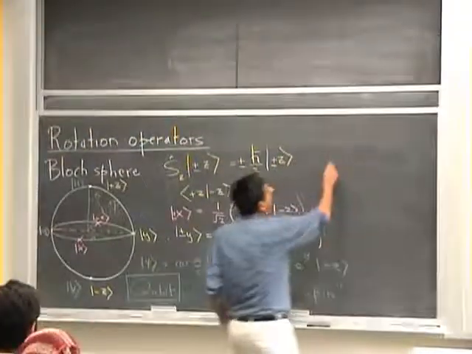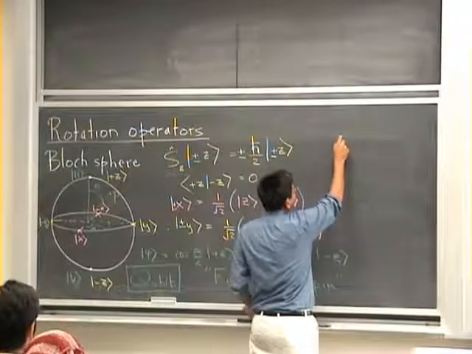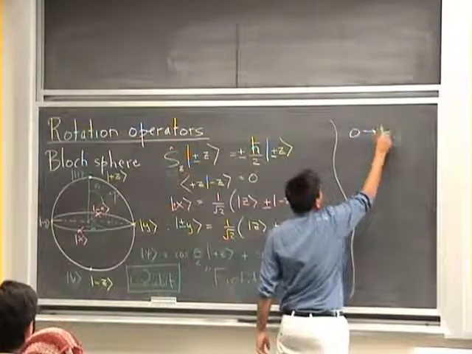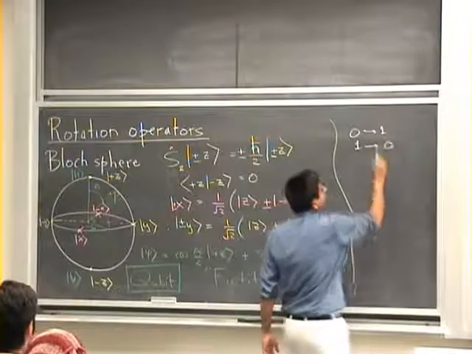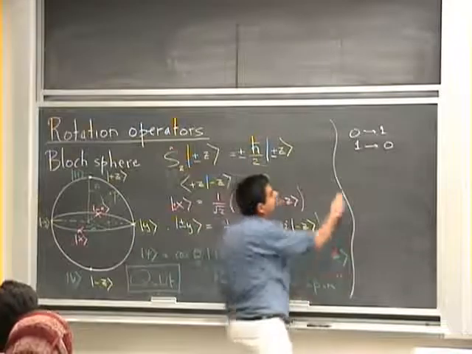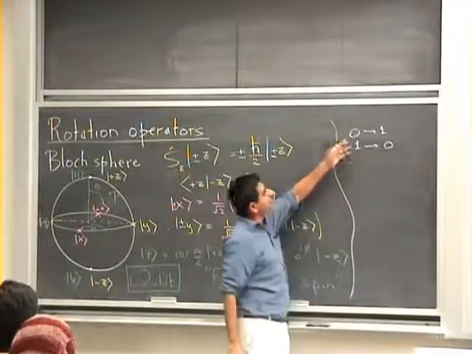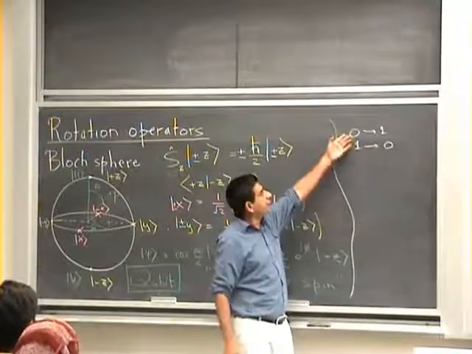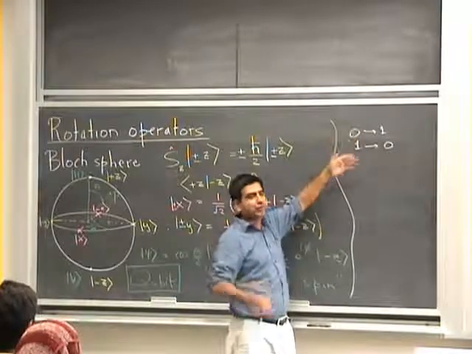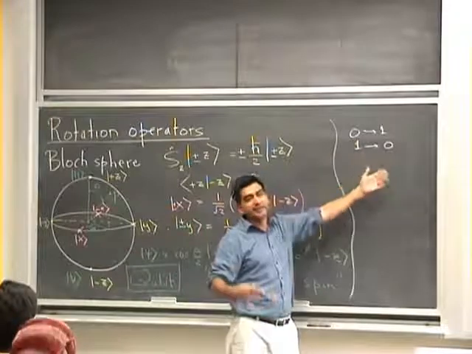So if you would like to have a NOT gate, 0 goes to 1 and 1 goes to 0. This is the truth table of a NOT gate in Boolean logic. In Boolean logic, if you would like to apply a NOT gate, you first initialize your bit as a 0 and then apply a gate, you get 1. Then you initialize your bit as 1, you apply a gate, you get 0.